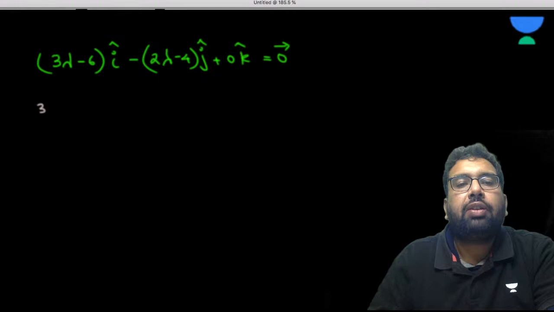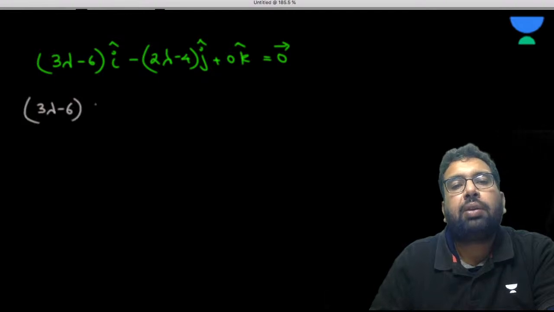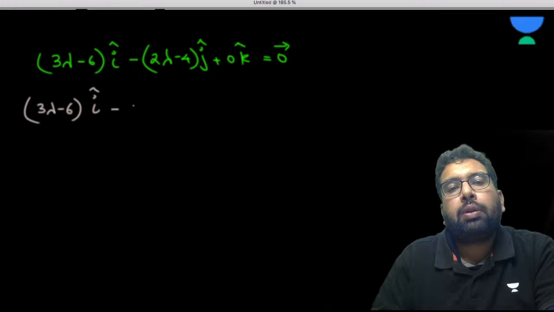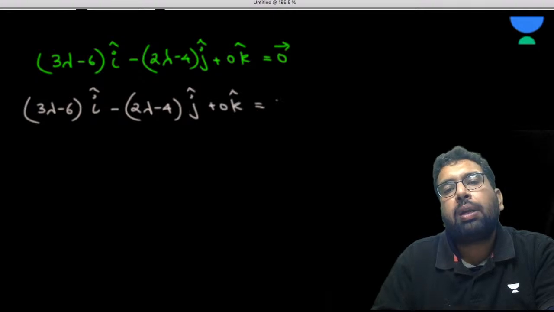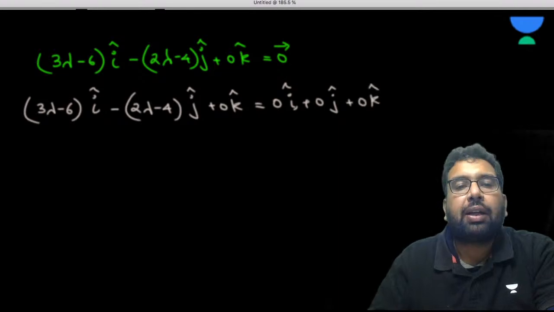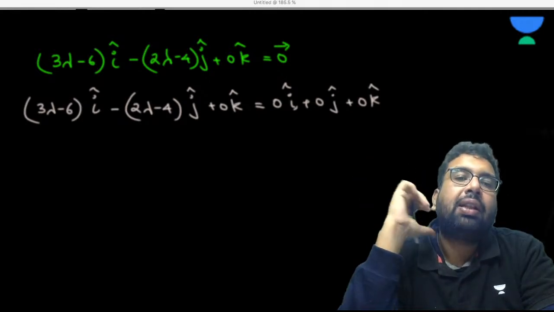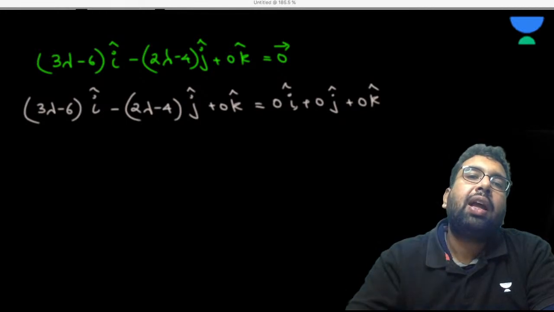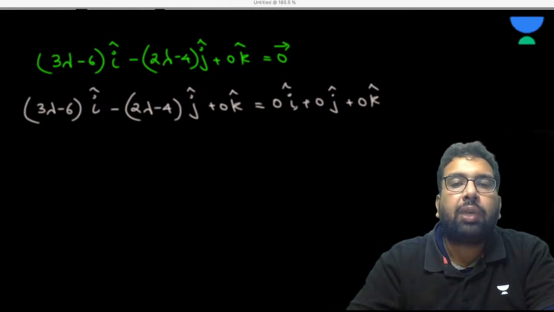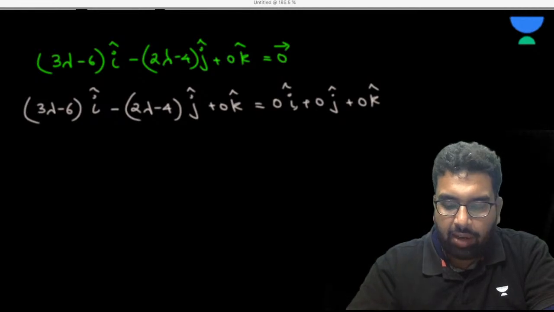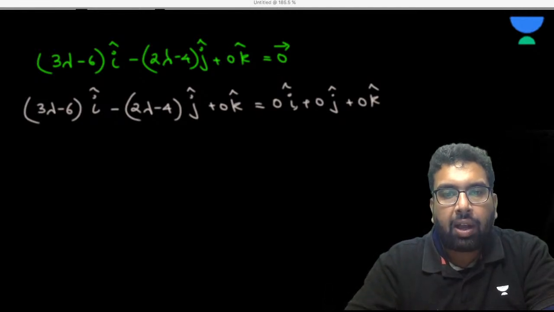Now see, this is 0 vector. So when this is 0 vector, this will go like this: 3 lambda minus 6 of I cap minus 2 lambda minus 4 of j cap plus 0 of k cap, and this is going to become 0 of I cap plus 0 of j cap plus 0 of k cap, because this is a 0 vector. That is the relevance of 0 vector. I told you in the basics that we have a null vector, we have a 0 vector.